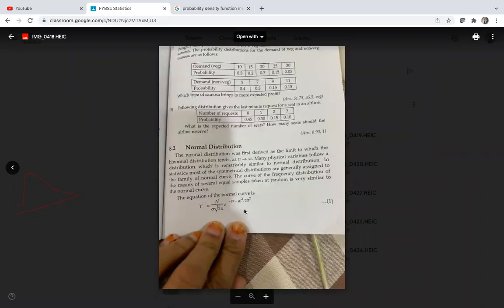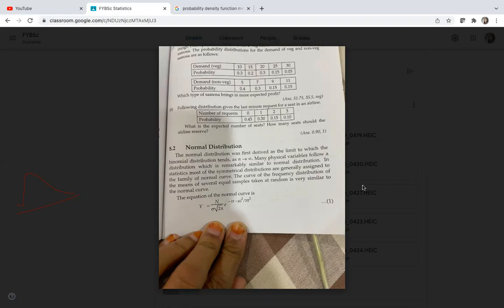We started with the normal distribution, and we said that it is the binomial distribution that tends to infinity. In binomial, what did we see? A finite number of trials, right? A finite number of experiments, whatever, right? But here n tends to infinity. Now again we say that most of the variables, whatever data I collect, follow a normal distribution, right? And the frequency curve, the curve of the frequency distribution, also follows this normal distribution.